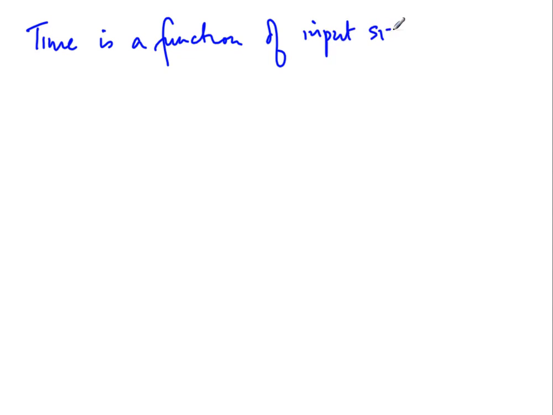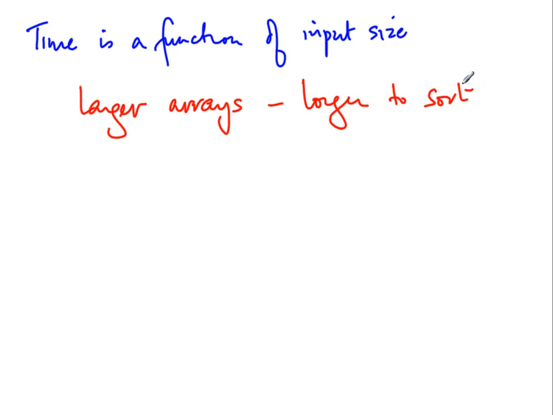The other thing that we must remember is that running time is not independent. Time is a function of input size, right? The algorithm will not take the same amount of time on different inputs. For instance, larger arrays will take longer time to sort. This is obvious, right? So we need some way of tying our analysis to the input size. Typically we will represent our efficiency as a function of the input size.